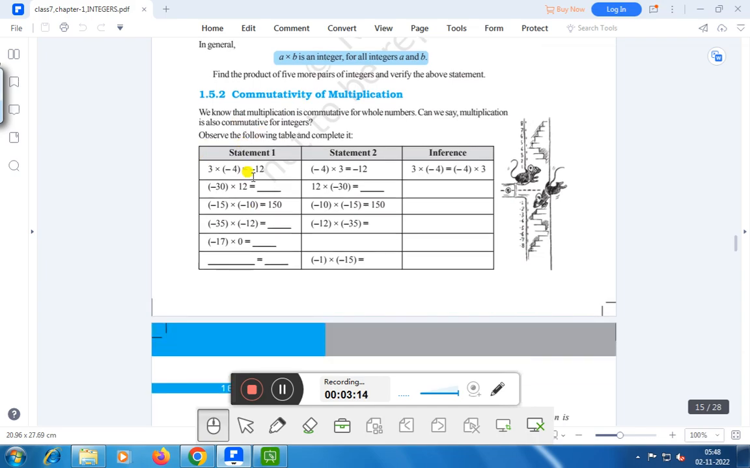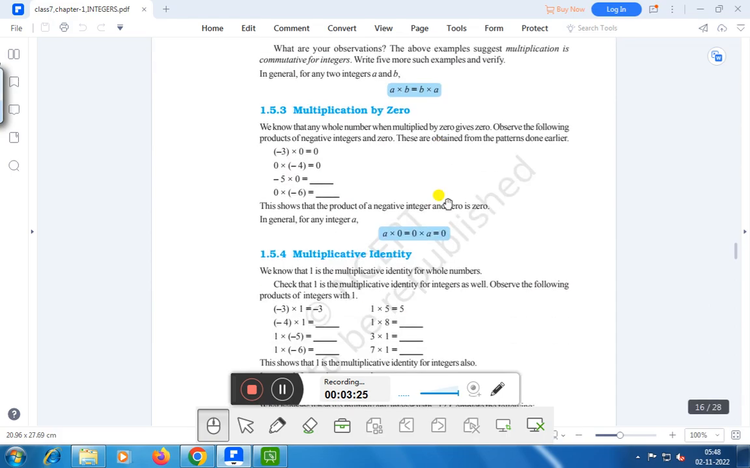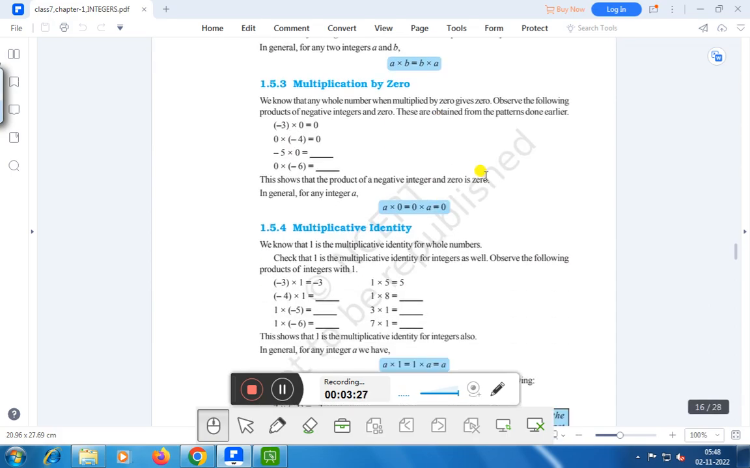Commutativity of multiplication. Commutativity means in general we can say that a into b is equal to b into a, right? For any two integers a and b, a into b is equal to b into a.